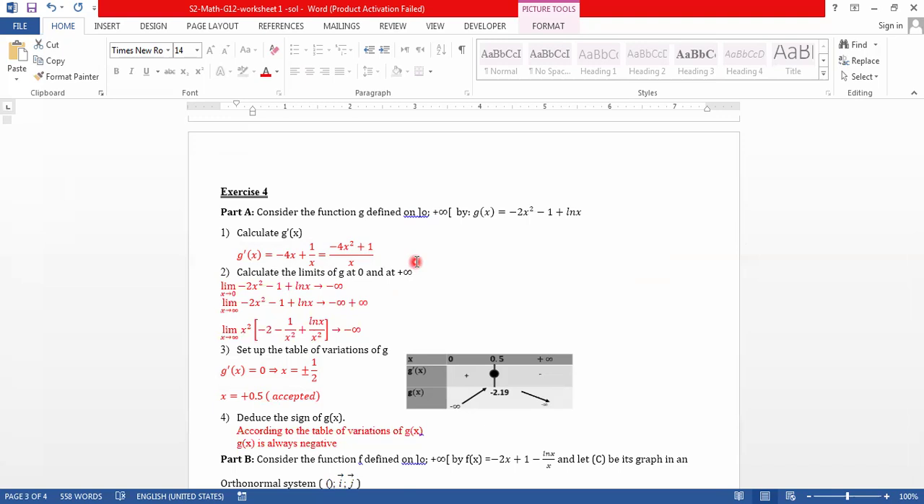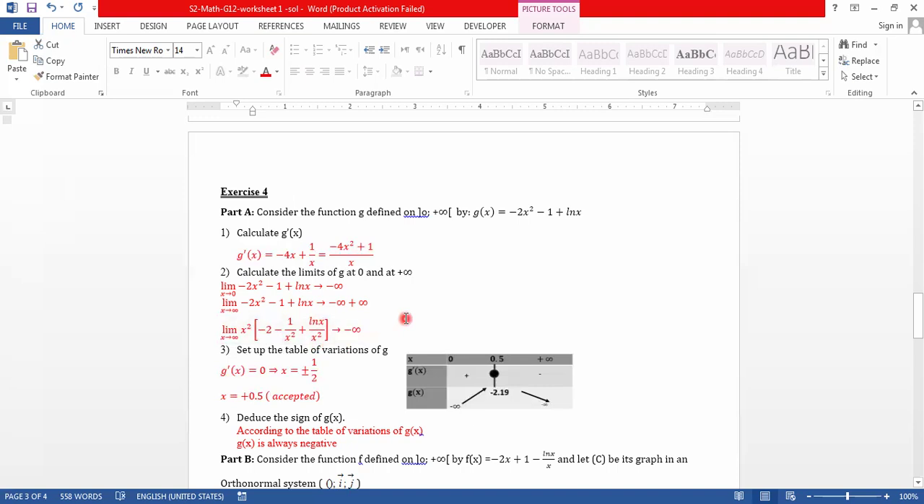The derivative of this function is minus 4x plus 1 over x. So it's minus 4x squared plus 1 over x. And now we need to calculate the limit at 0 and plus infinity. If you replace 0, of course you will get minus infinity because ln 0 is minus infinity. And if you replace plus infinity, you will have an indeterminate form. So we take x squared as a common factor. And after calculating the limit, you will get minus infinity. Of course, here you will have an indeterminate form, so you're going to do L'Hopital's rule. So at the end, it's going to be minus infinity.